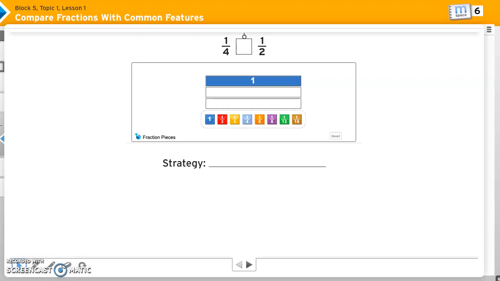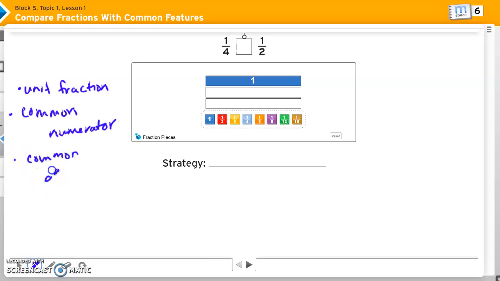So we're going to compare 1/4 and 1/2. Remember, we have 3 strategies. We have unit fraction, we have common numerator, and we've got common denominator. So when you look at these, what do you have? You could call them either one of these. They both have a common numerator, they're 1, and because that numerator is 1, that makes this a unit fraction.